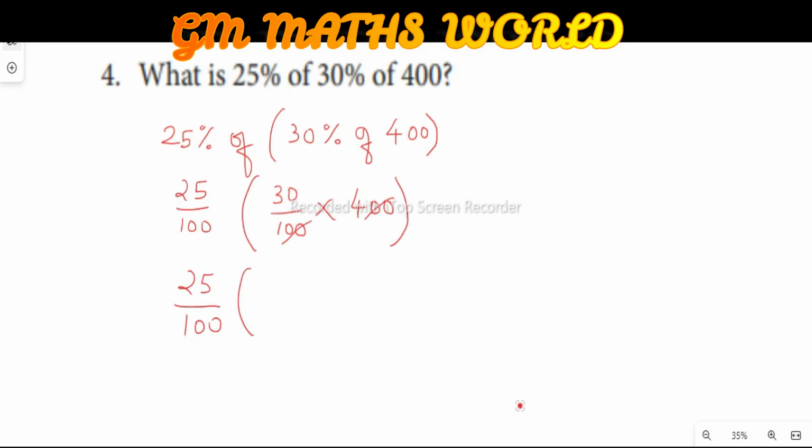We have to find the 25% of this number. So 25 by 100 of 30 into 4 is 25 by 100 into 30 into 4. So 25 into 4 is 100, and divided by 100, it will go off and the remaining will be 30. So this is equal to 30. Hence 25% of 30% of 400 is 30.